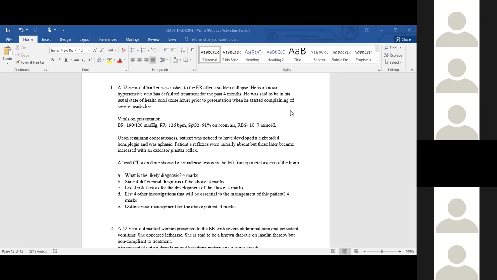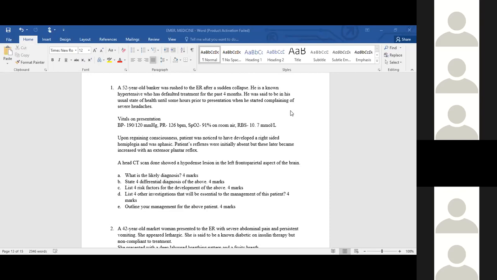When they brought him to you, the blood pressure was high, about 190/120. The pulse rate was about 126 beats per minute. Your SpO2 was about 91% on room air, and your random blood sugar was 10.7. So you started your initial assessment and then your emergency management, the ABCs.